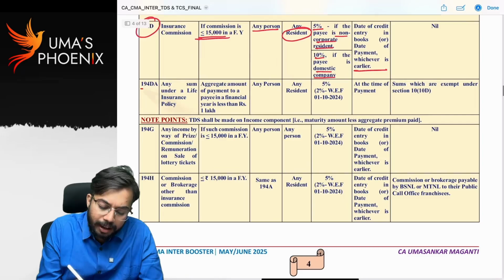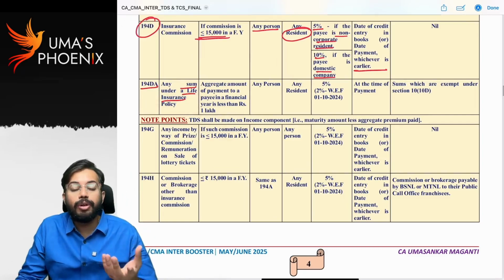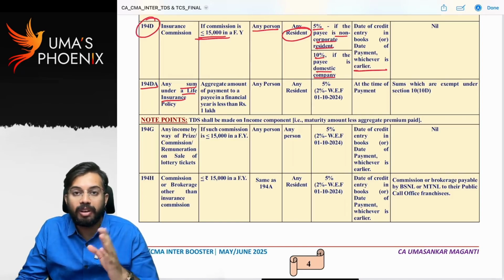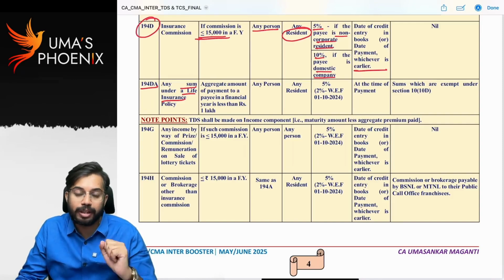Next, 194DA. Any sum under a life insurance policy. You know life insurance policy, right? Every year we will pay certain amount. Like tenure will be there, 10 years. During these 10 years, if the person who paid the premium, if he dies, means lump sum amount will be given to the person's family. If person does not die, means after completion of tenure, maturity amount will be given to the person who paid insurance premium, that we call as life insurance policy.